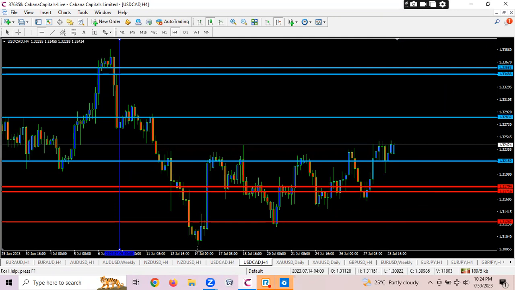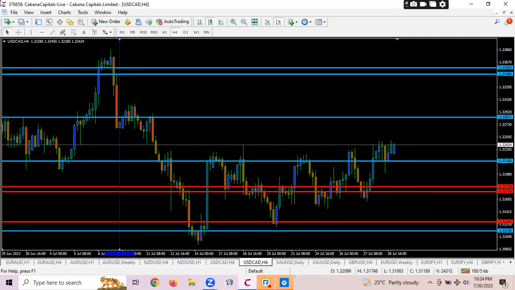these liquidities will be swept. All these lows. A lot of stop losses at this level to be cleared. All these lows. That's my take on USD CAD. I'm looking for a sell on USD CAD.